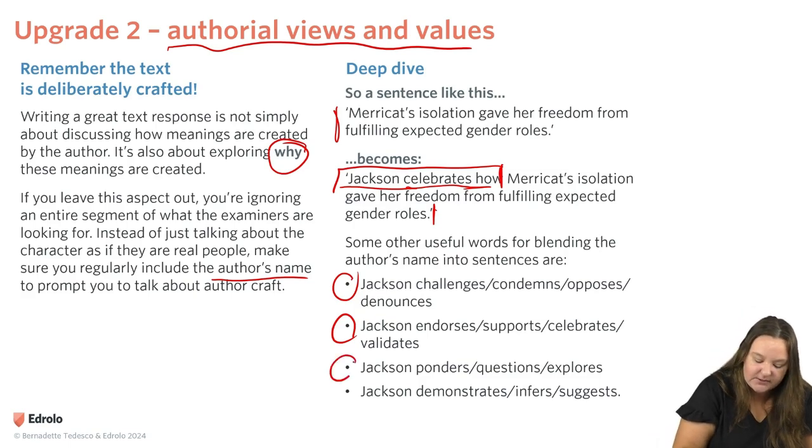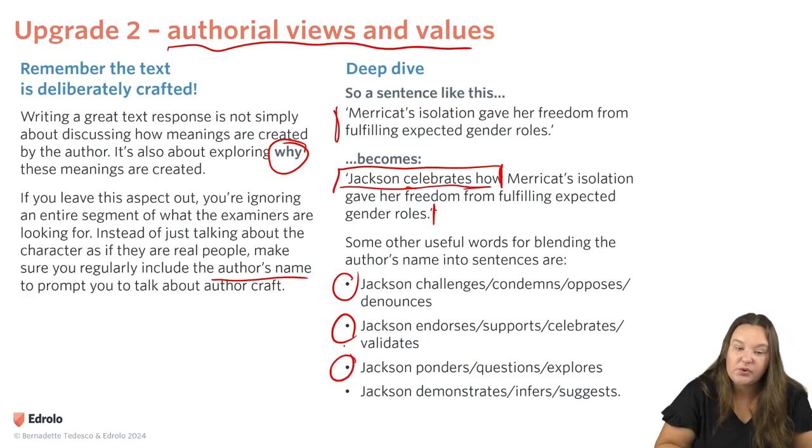Jackson ponders, questions, explores. These are all ideas that Jackson is curious about. She's exploring it. She hasn't come to a positive or negative conclusion. Jackson demonstrates, infers, suggests are similar as well. It's less straightforward, she's not simply for it or against it. She's hinting at things rather than being clearly on one side or the other.